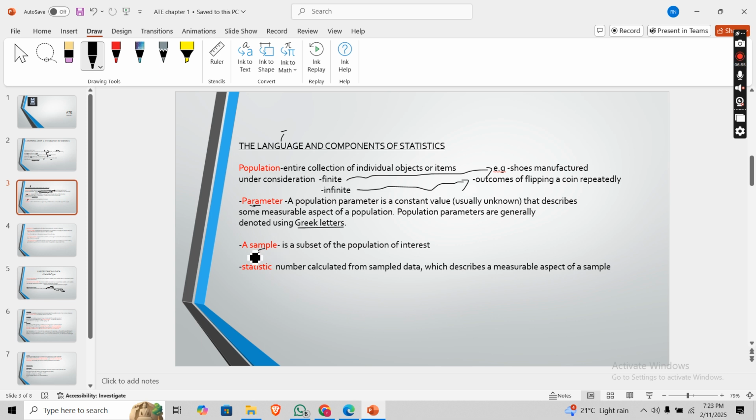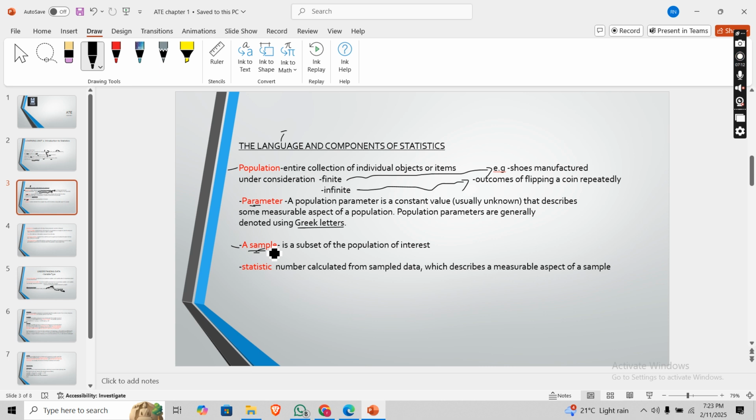So, and then we have a sample. I need you guys to compare a sample and a population, okay? Through the table I told you to draw, okay? A sample is a subset of the population of interest.